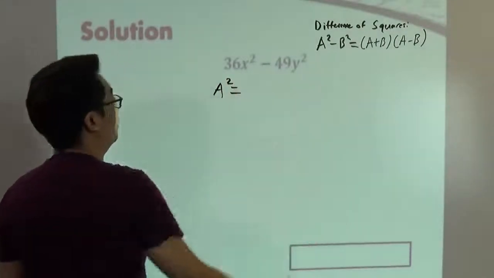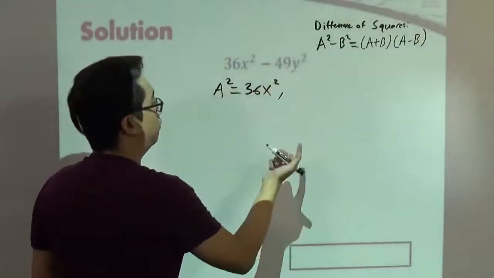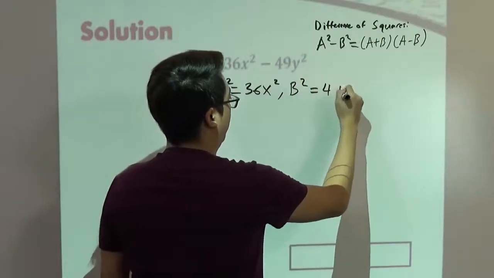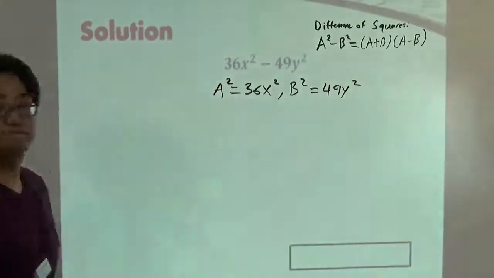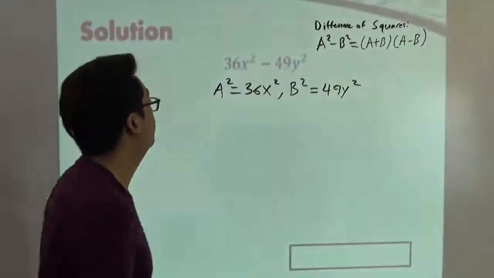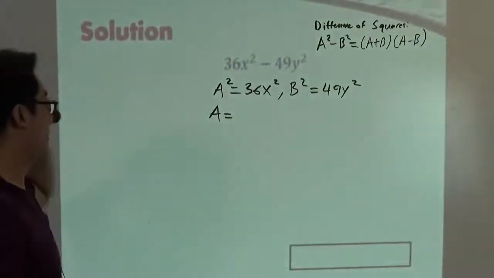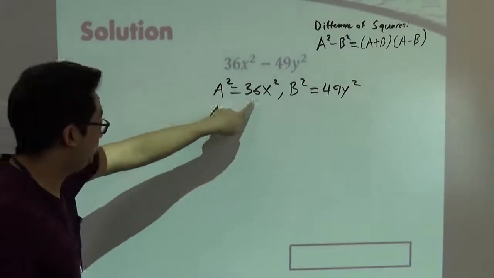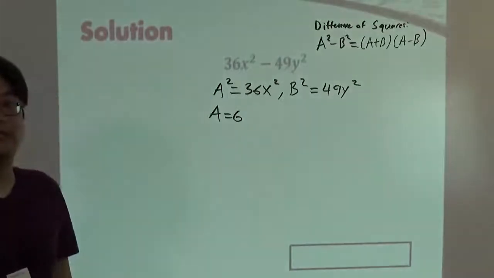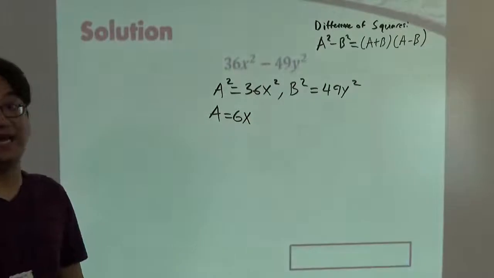A squared, that's the first term, 36x squared, while B squared is just our second term, which is 49y squared. So we have A squared and B squared. What we need is A and B. Look at A: we look at what can be squared to get you 36. 6 squared will get you 36, and because that's an x squared, the A by itself should just be 6x.